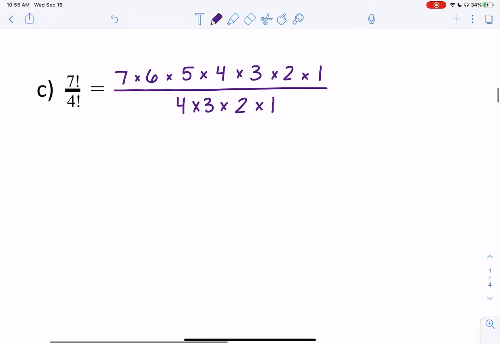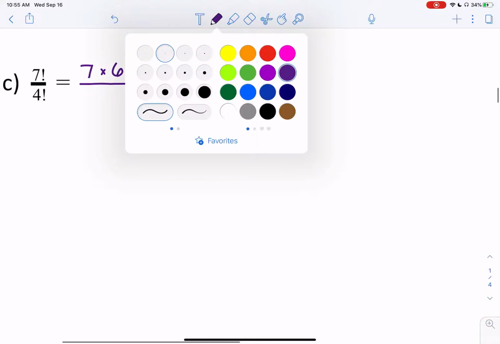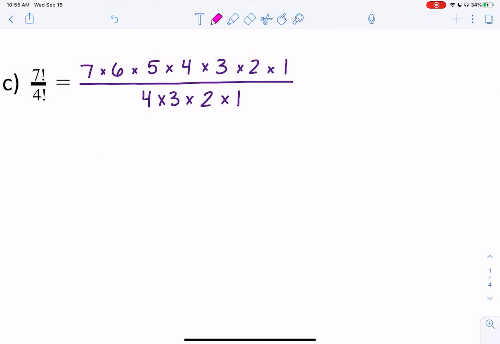Now there's something I want to bring to your attention here. If you notice, all of this stuff is the same as all of this stuff. So all of this is 4 factorial. So if I want to write 7 factorial with a 4 factorial, I just need to take out the stuff before 4. So I'll show you that again in a moment.